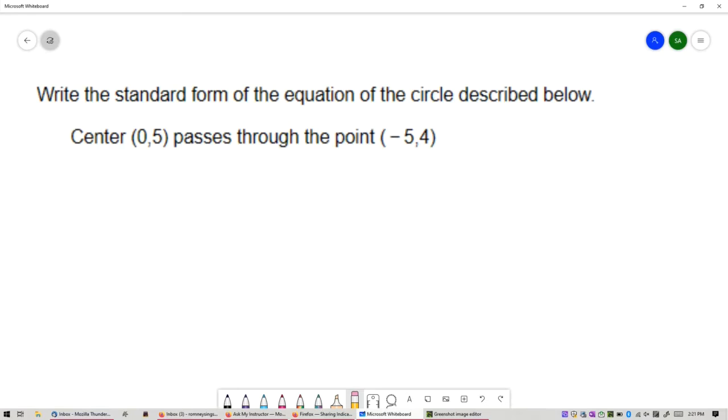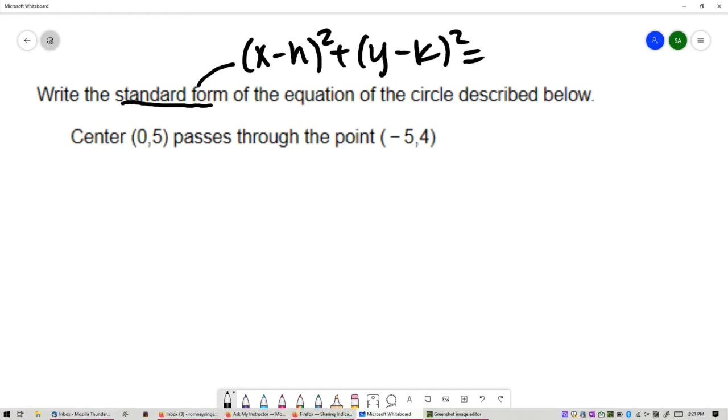So let's start by writing out what standard form is. Standard form of a circle is going to be (x minus h) squared plus (y minus k) squared equals r squared. The h and the k as an ordered pair is the center of the circle, and r is the radius.